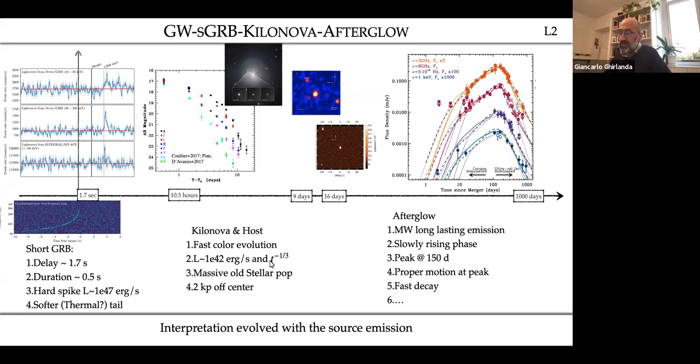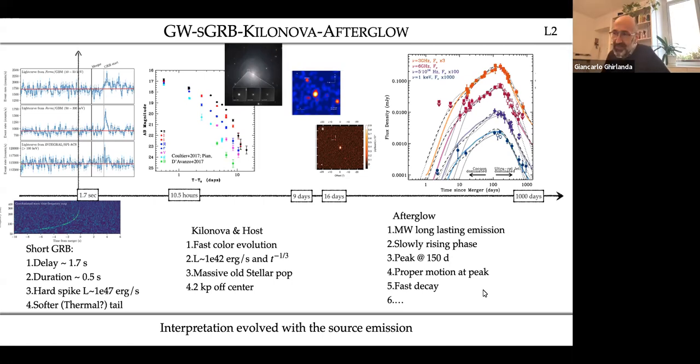And this is the afterglow emission. The afterglow showed a multi-wavelength long-lasting emission characterized by a slowly rising phase, t to the plus 0.8 roughly, with a peak quite late, 150 days. Crucial observations were provided by the radio high resolution imaging, which revealed the proper motion near the peak of the electromagnetic emission, which was then followed by a fast decay.